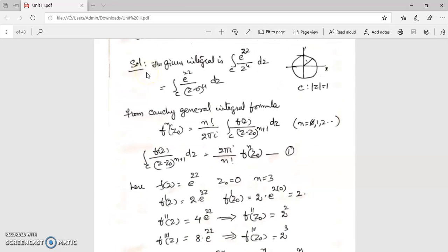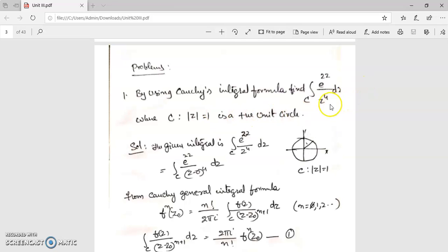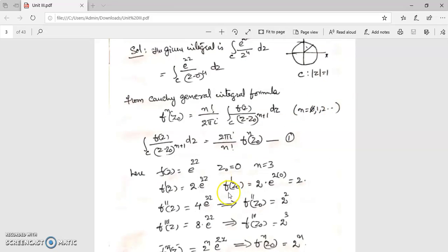So here n is equal to n plus 1 means we have to find z power 4, so n is equal to 3 here. The function is e power 2z, and the point is z0 is equal to 0, and n is equal to 3. So we have to find the third differentiation.